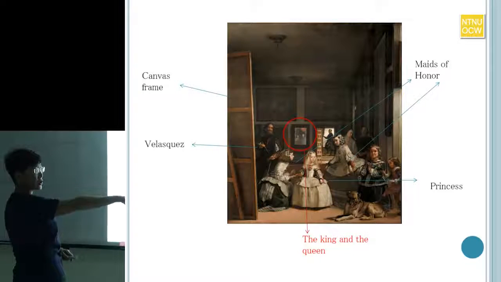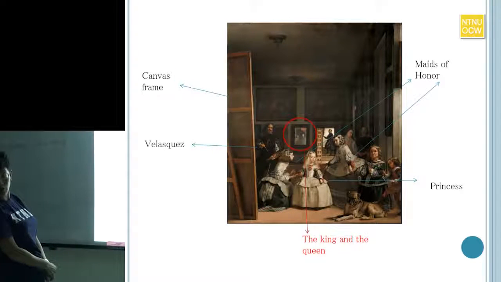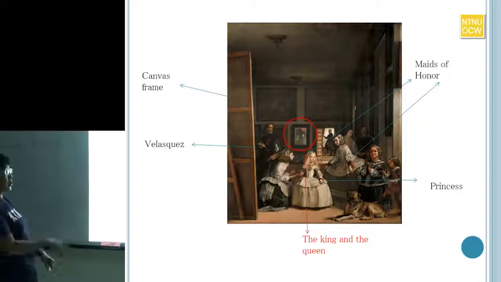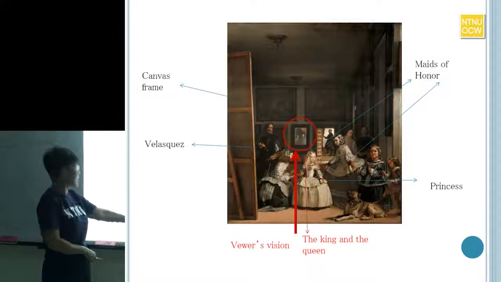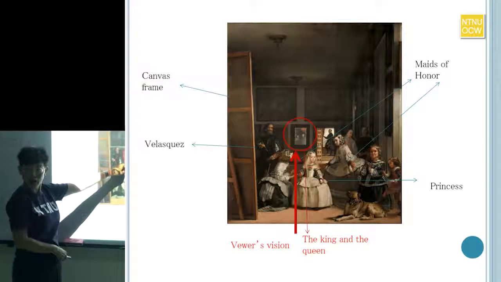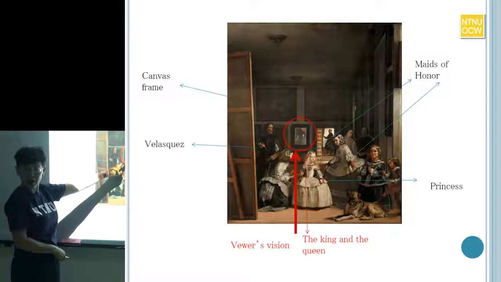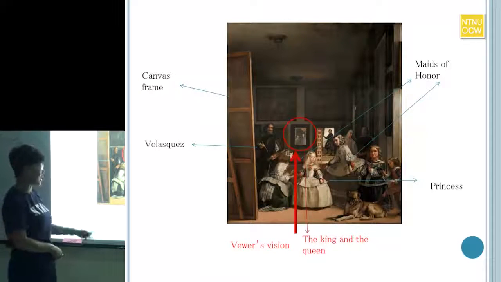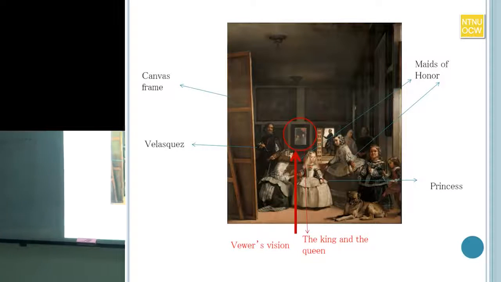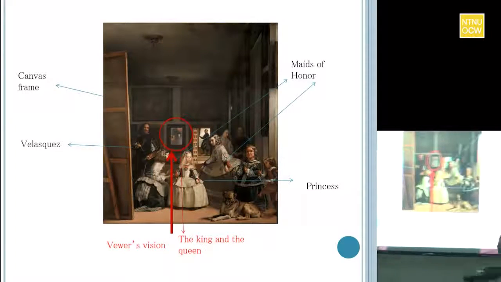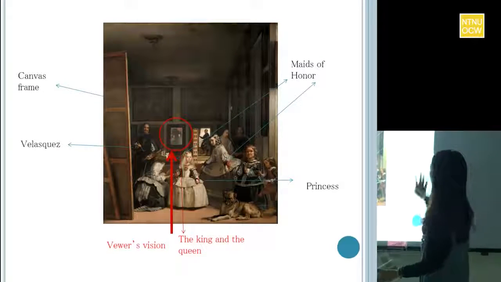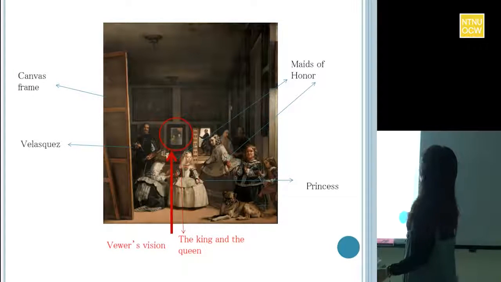And we, as the audience, are actually standing along with where the king and the queen are standing, as their reflections are seen in the mirror. So this is really the most interesting aspect of this painting, the Maze of Honor. That means we are standing beside the king and the queen, and we are looking at the same view together.